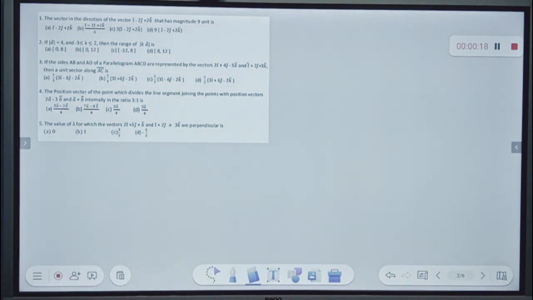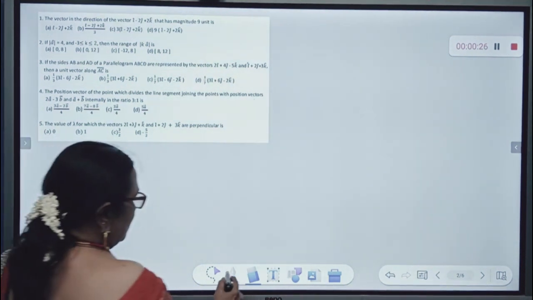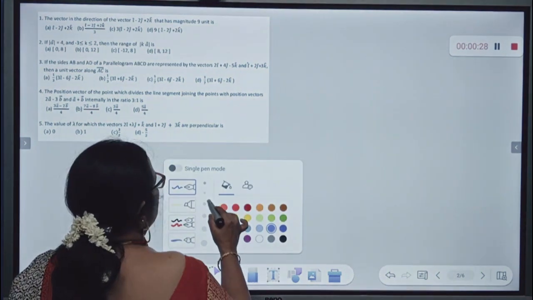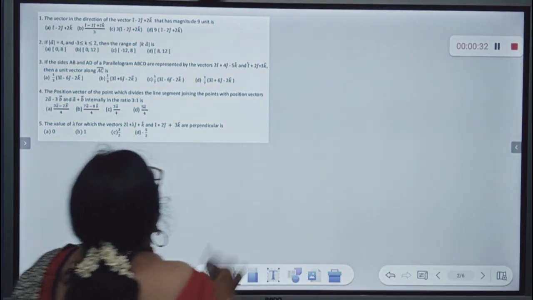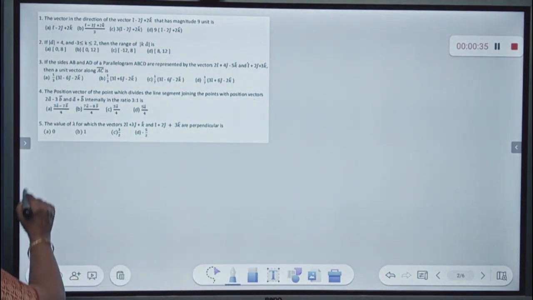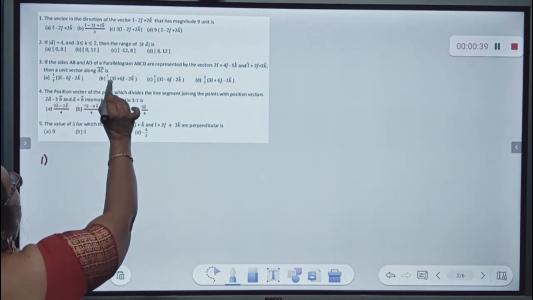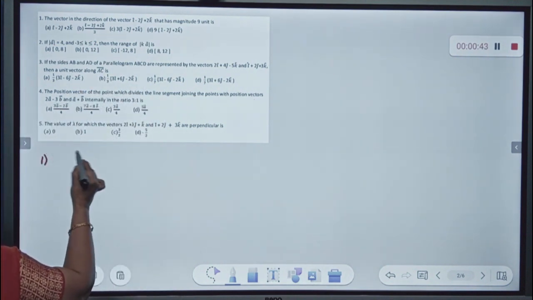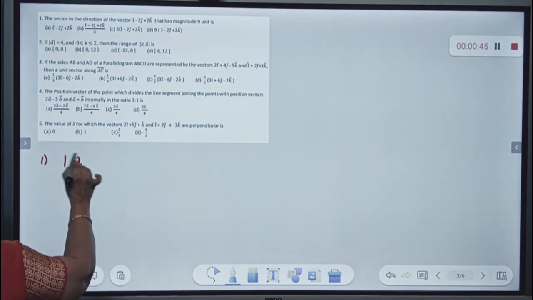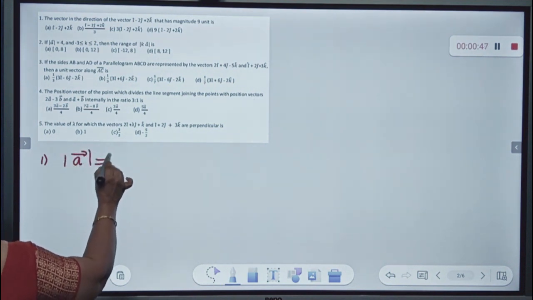Look at the first question. You have to find a vector in the direction of the vector i minus 2j plus 2k that has magnitude 9 units. So let the vector be a vector. The modulus of the vector is 9.